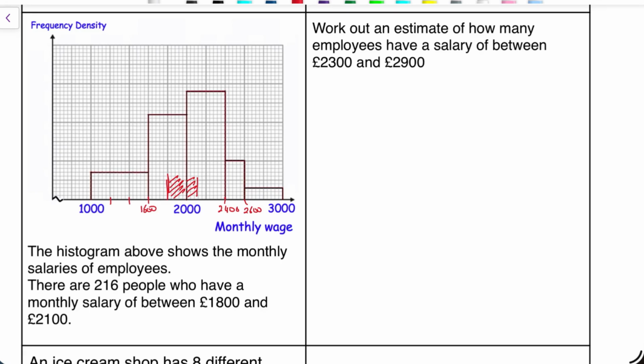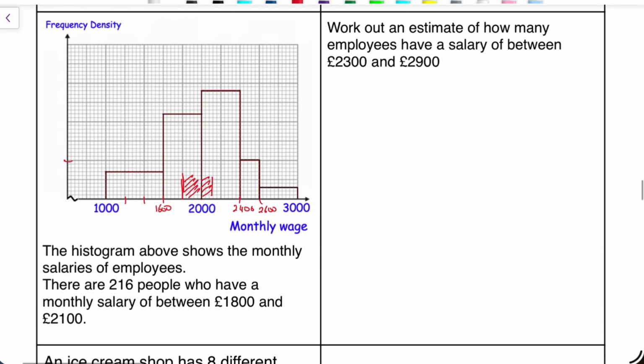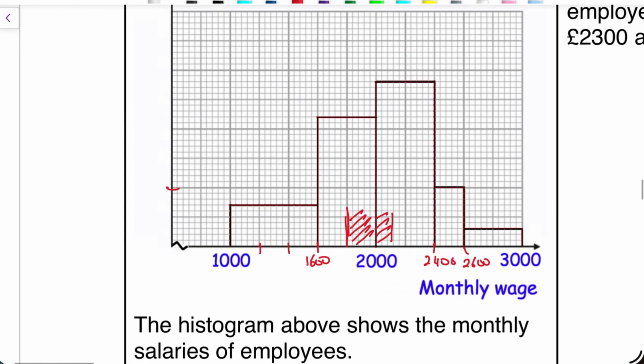Okay, so 2 ways of doing this question. So way 1, which I'm not going to do, is you can count the little squares. And you count the little squares and you find out how much each little square is worth, because you know that the little squares must total 216 for the bits that I care about. I'm going to do it a slightly different way. I'm going to do it the way that I think is more helpful, especially if you go into A level, which is I'm going to basically guess at a frequency density. And I'm going to choose a number that makes it easy for me to do this.